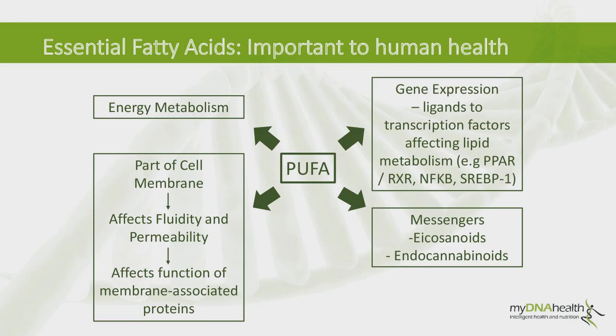So if we think about what essential fatty acids do and how important they are to health, they're very important in different areas, and we're beginning to really understand that. Not only can they be used for energy metabolism, but they form part of the cell membrane, which affects the fluidity and the permeability of the membrane, and also all of those membrane-associated proteins. They also have direct effects on gene expression, transcription factors, and how they affect our research there. And these messengers, these short-acting hormones known as eicosanoids, really have the bulk of the pro-inflammatory or anti-inflammatory response.